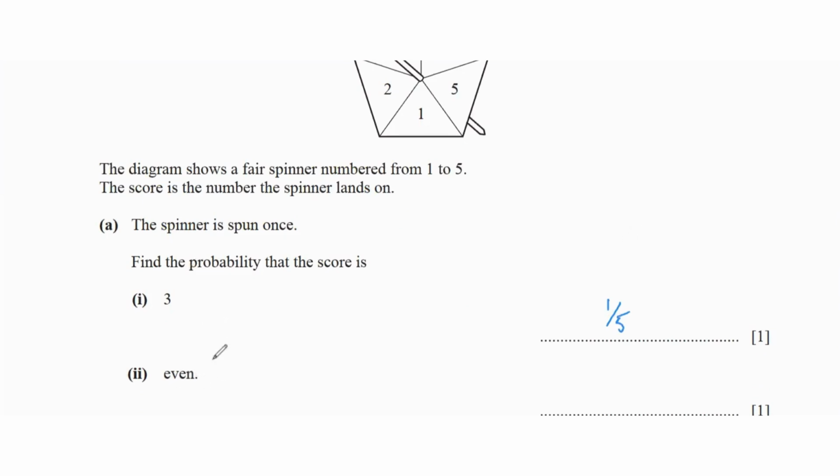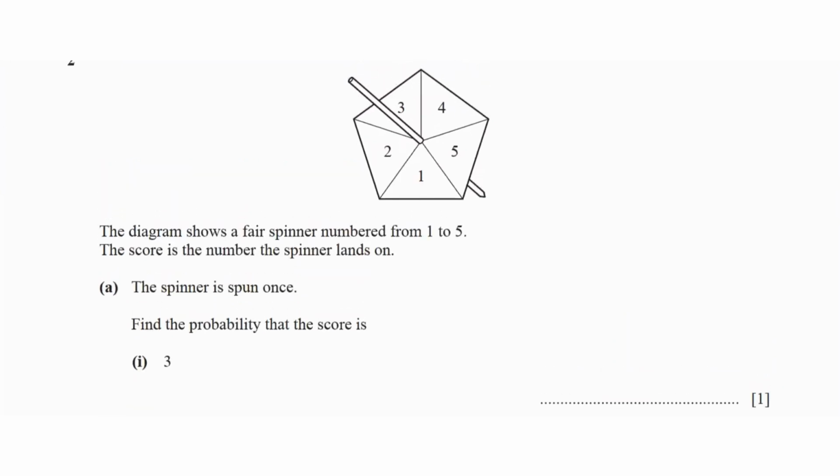Then it says the probability of the score being even. So for the score being even, we need to see how many even numbers we have. 2 and 4 are the only even numbers out of the 5 numbers, which means the probability is going to be 2 over 5.